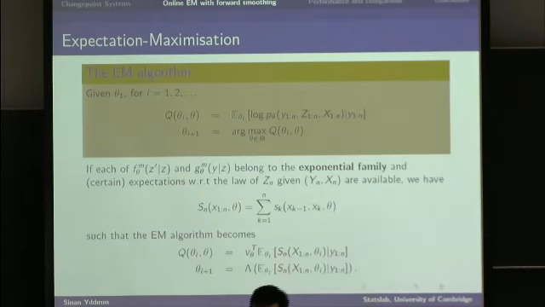And if the densities in the HMM belong to the exponential family and certain expectations with respect to the law of Z_n given Y_n and X_n are available, then we have those additive functionals. What is interesting here is that when we have these additive functionals, the EM algorithm becomes calculating those additive functionals and applying a maximization rule.